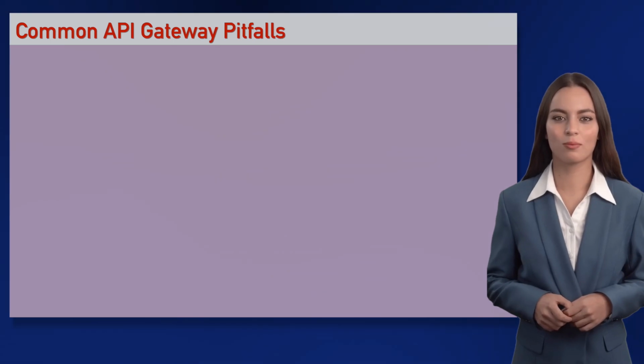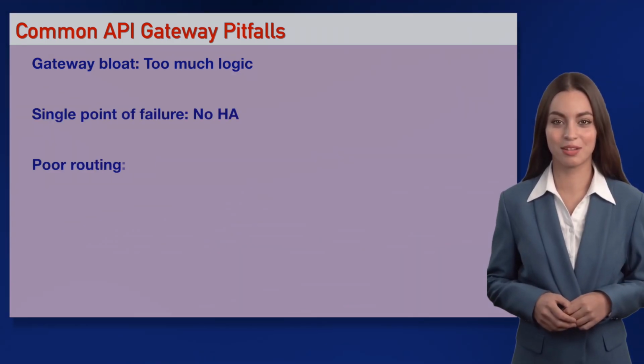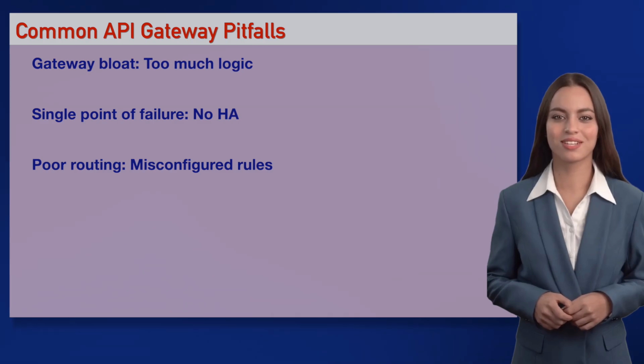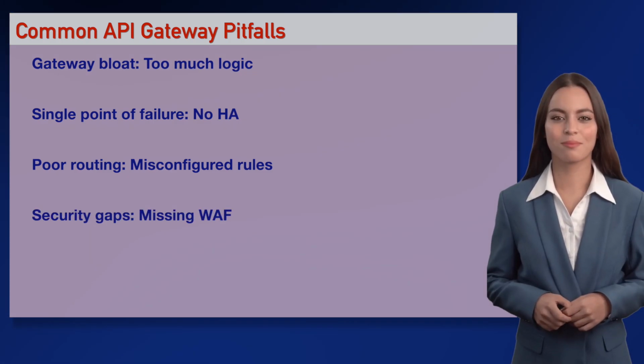Common API gateway pitfalls. Gateway bloat from too much business logic in the gateway layer. Single point of failure without high availability setups. Poor routing from misconfigured rules causing incorrect service calls. Security gaps from missing WAF or rate limiting.